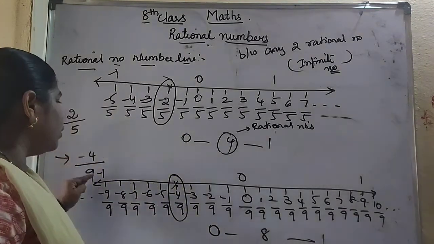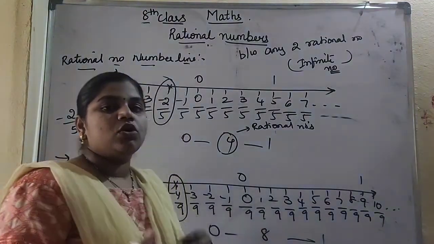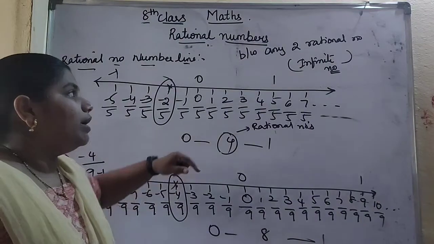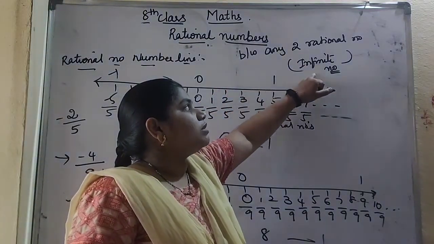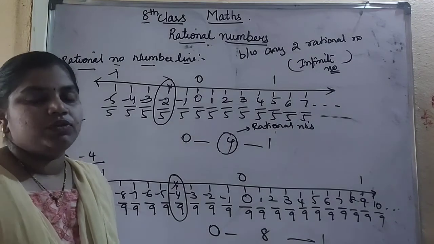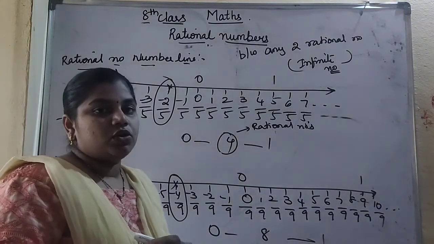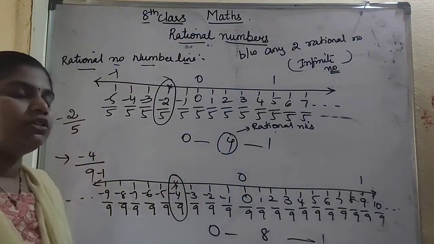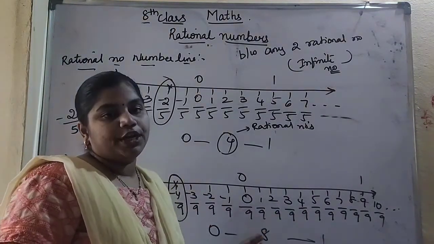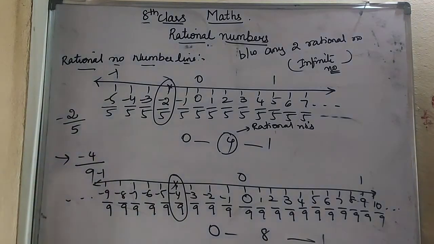So as the denominator value increases, the number of rational numbers in between also increases. So between any two rational numbers, how many rational numbers will there be? Infinite. There is no ending for the numbers in between. So you will have infinite rational numbers between any two rational numbers. This is how you represent the rational numbers on a number line.